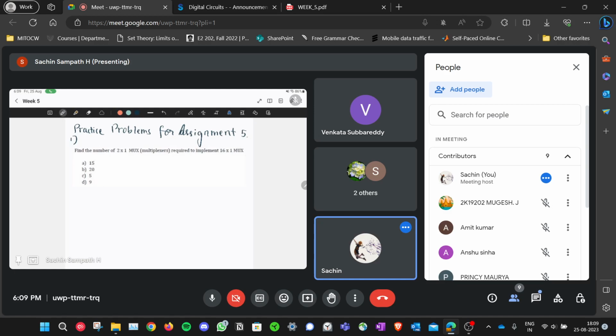Four full adders. Only four full adders? No, four 4-bit adders. Why you don't need four? Oh, you need them at the same time, is it? But even then, how will you do it? You'll have to design another adder for that. You'll have to design your own adder.